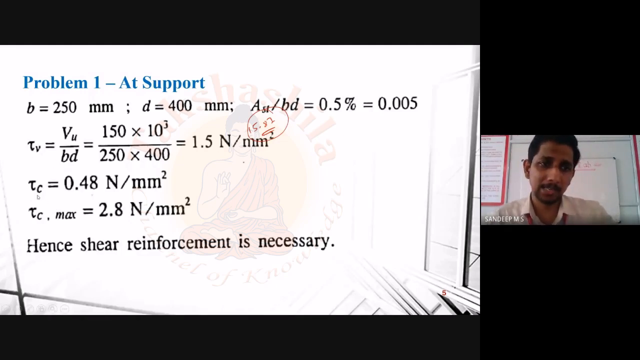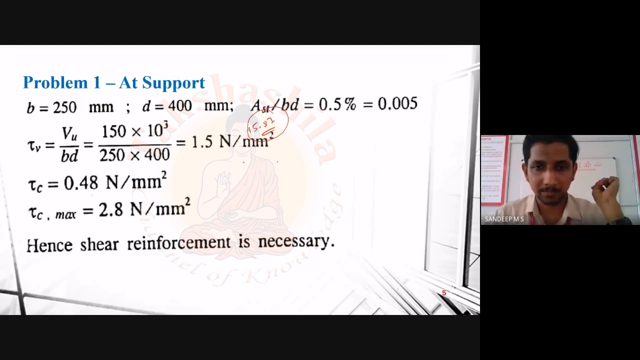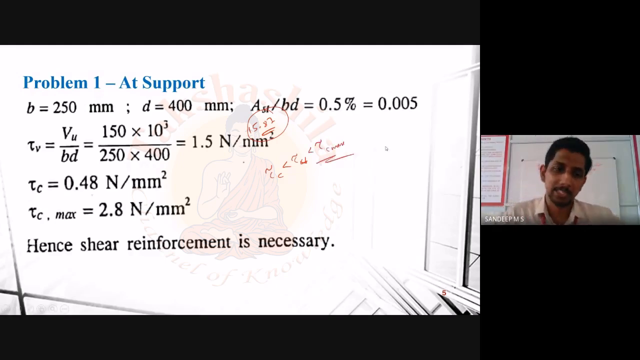And once you calculate the value of tau V, tau C can be taken from your table, table number 19. So in this particular case, you can see that tau V is coming as 1.5 Newton per mm square, tau C is coming as 0.48 Newton per mm square, and tau C max, again from table number 20, is obtained as 2.8 Newton per mm square. So basically the condition here is tau C is less than tau V, and this is again less than tau C max. So we have to design for shear reinforcement, and shear reinforcement is necessary.